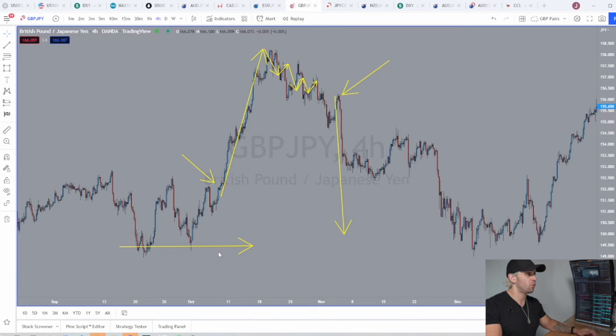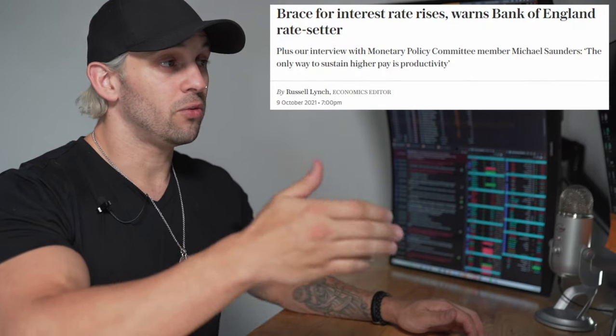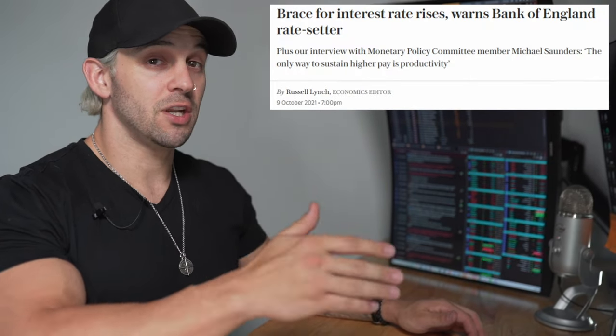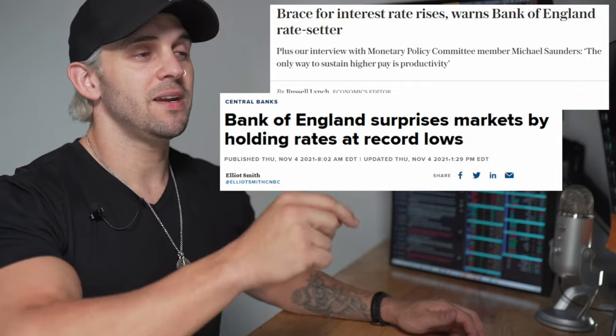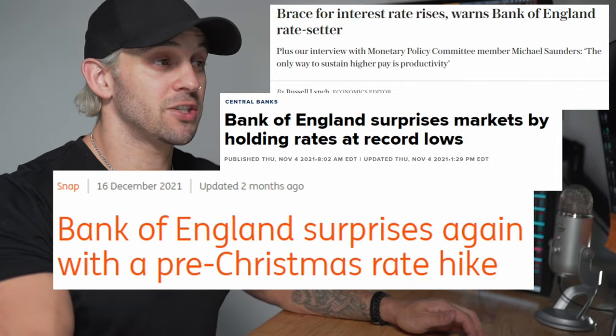We literally came all the way back down to 149 on GJ until we ended up finally getting our rate hikes in December when the Bank of England decided to raise rates. And then we recovered that entire move. So it's interesting. In October, we had a hint of rate hikes. In November, they had a confirmation of no rate hikes. And then in December, they had a confirmation of rate hikes.